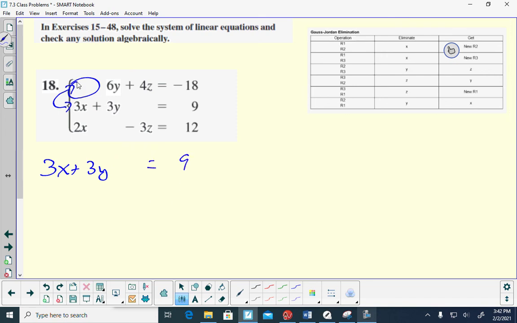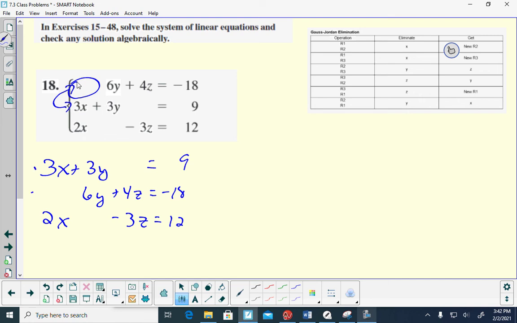Now I'm going to make this row 1 my new row 2. All I did is pick them up and switch them, and as long as I bring everything along with me, that's perfectly legitimate to do. So now I can follow this pattern. It says row 1 and row 2 to eliminate the x. Well, the x is already eliminated, so I can skip that step.